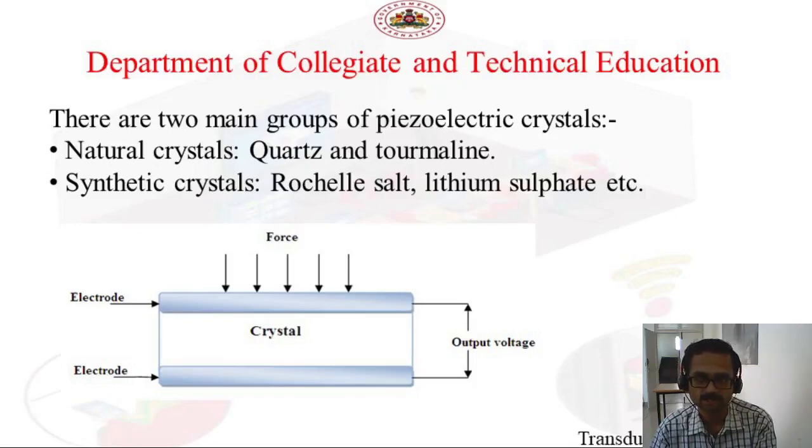There are two main groups of piezoelectric crystals. One is natural crystals, found in the earth's crust, under the ground, such as quartz and tourmaline. The other is synthetic crystals. Synthetic means chemically manufactured crystals, such as rochelle salt and lithium sulfate. These are artificially produced crystals which have piezoelectric property.